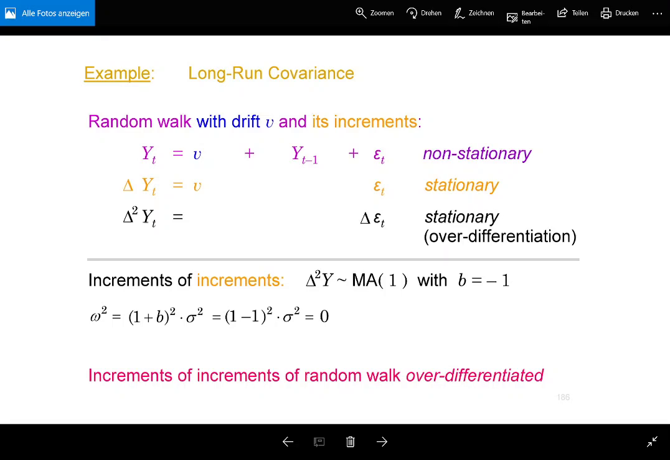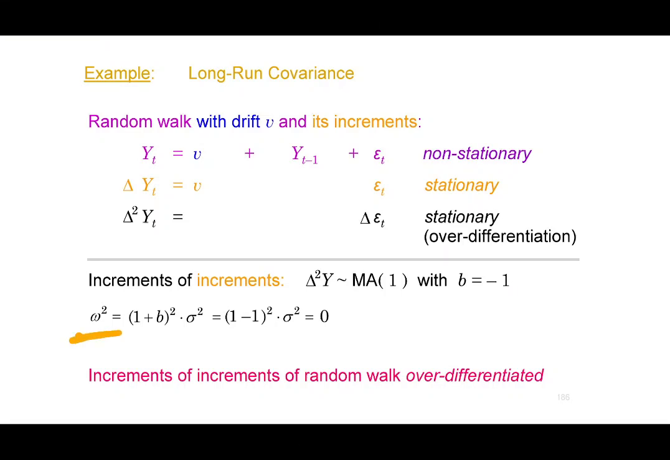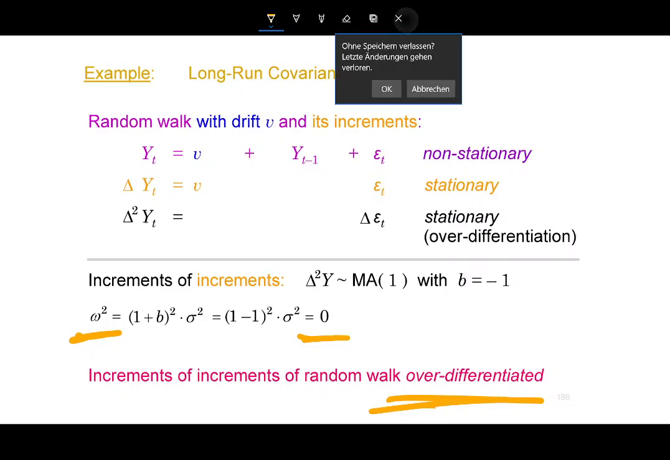Now, this is, again, but the long-run covariance is illustrated, allows us to identify over-differentiated processes from the theoretical perspective, okay? So if it's stationary, with a 0 long-run covariance, then it's going to be over-differentiated.